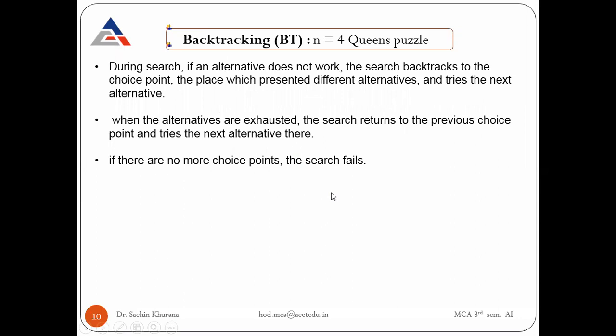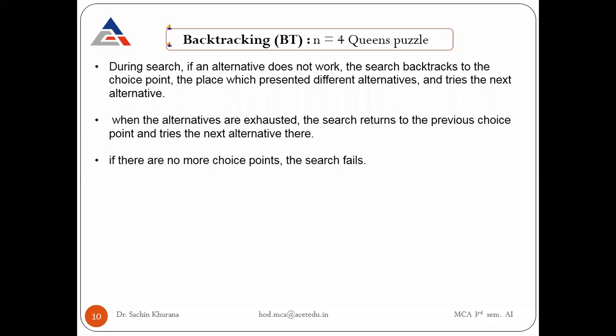Further elaborating backtracking: during search, if an alternative does not work, the search backtracks to the choice point, the place which presented different alternatives, and tries the next alternative. Now what happens here? We have found a solution, the right one. But when we start with that, we find out that it is not the solution, or the solution we have chosen, which we considered the best or right, is not feasible in the situation.